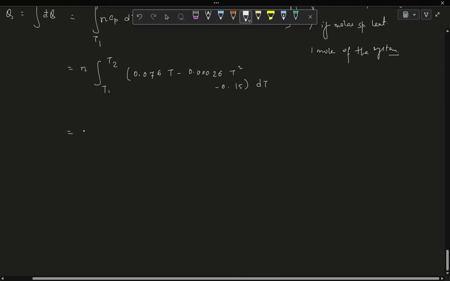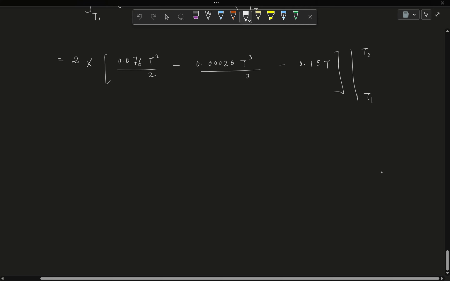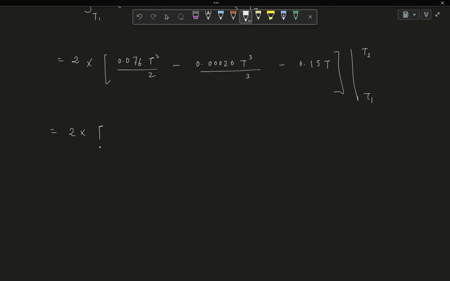Now your number of moles is 2, so put n as 2 and then simply integrate it out. So 0.076 T squared by 2 minus 0.00026 T cube by 3 minus 0.15 T, and this is integrated from T1 to T2, right? So now you substitute the values very carefully. The first one is 0.076 by 2, then 100 square.